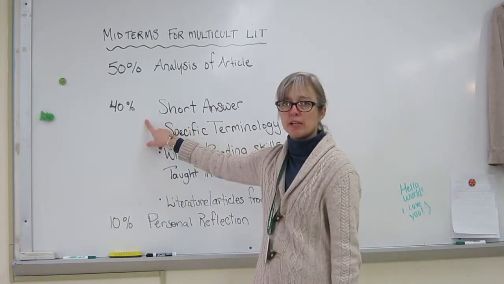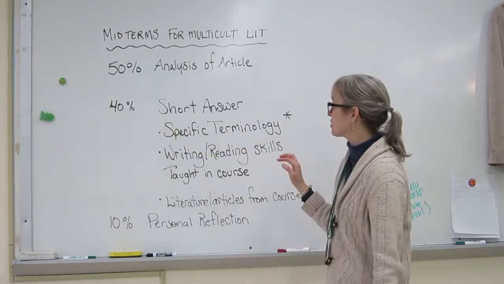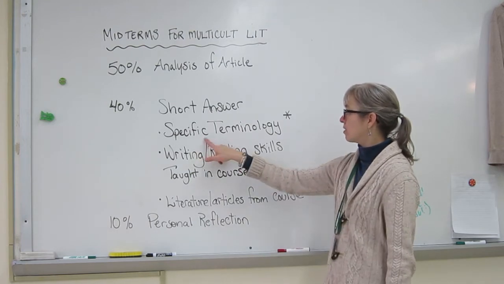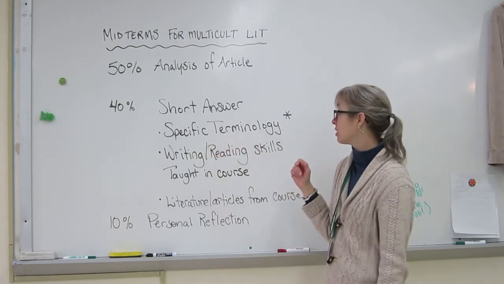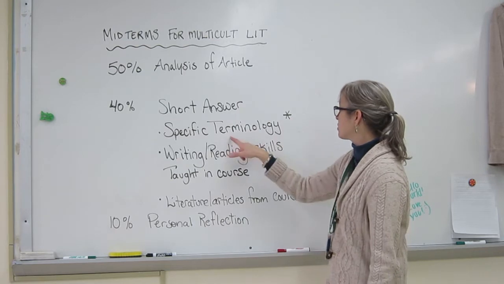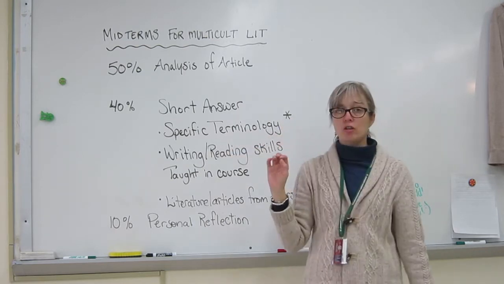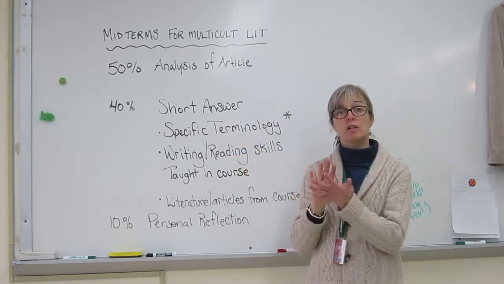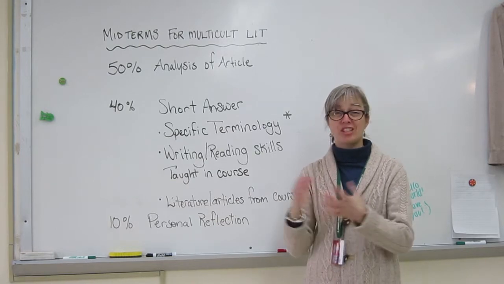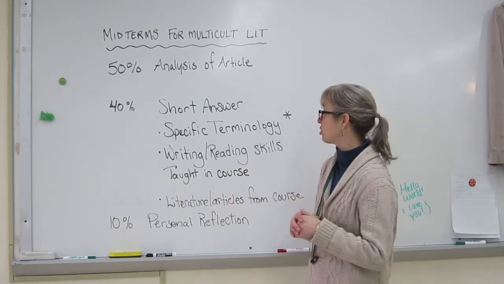40% is going to be short answer. Things that I'm going to be looking at are specific terminology that we've covered in class. For this particular section, you can go back and look at some of the handouts, like the cultural identity wheel, which is actually a link on the webpage.